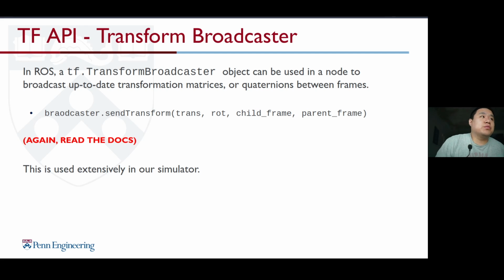So for example, if you have two moving frames that you're calculating the transform by yourself and you want this information to be available to all the other nodes in your same ROS system, you can use the send transform message. There are many different conventions on how this method could be used. For example, here you can send a transform as a translation vector, a rotation matrix, and the child and parent frames that the transform is relating. Again, please read the documentation if you think this will be useful in your code. For an example, you can check our simulator source code. This is used extensively in our simulator.